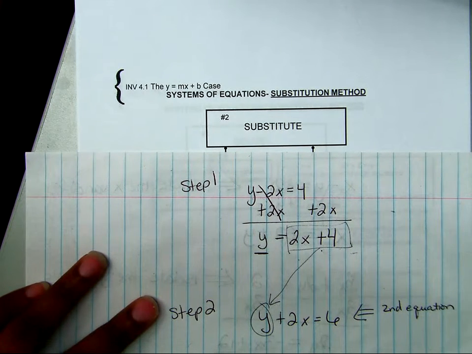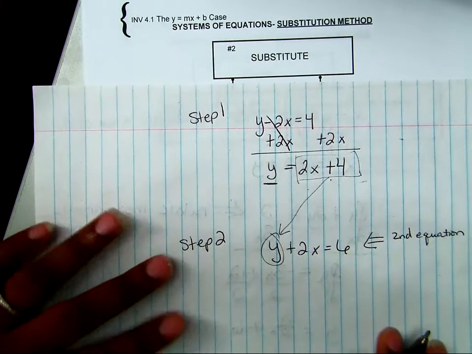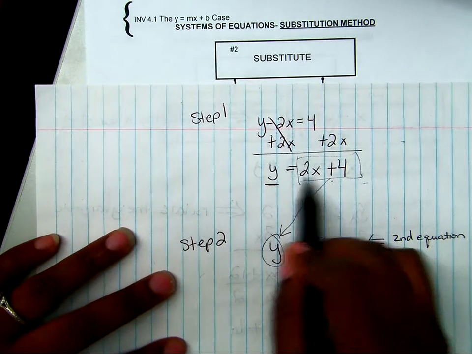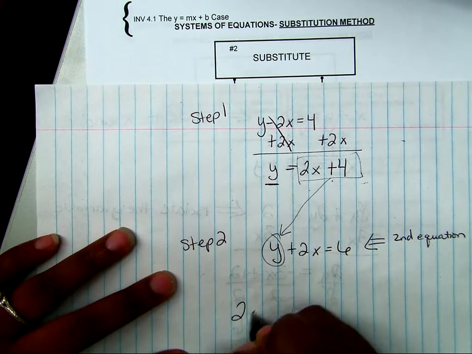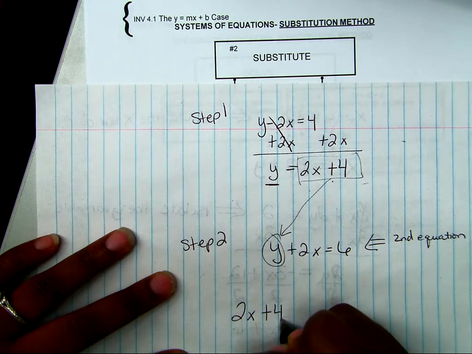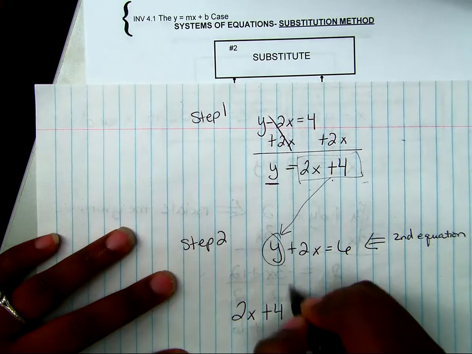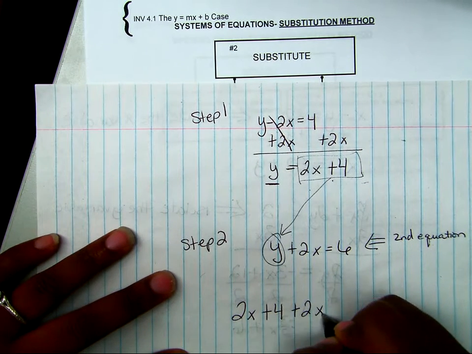All right, so let's rewrite. So where I see a y, I'm going to put this whole thing in there. 2x plus 4, and then I'm going to just keep going with the rest of this problem. Plus 2x equals 6.